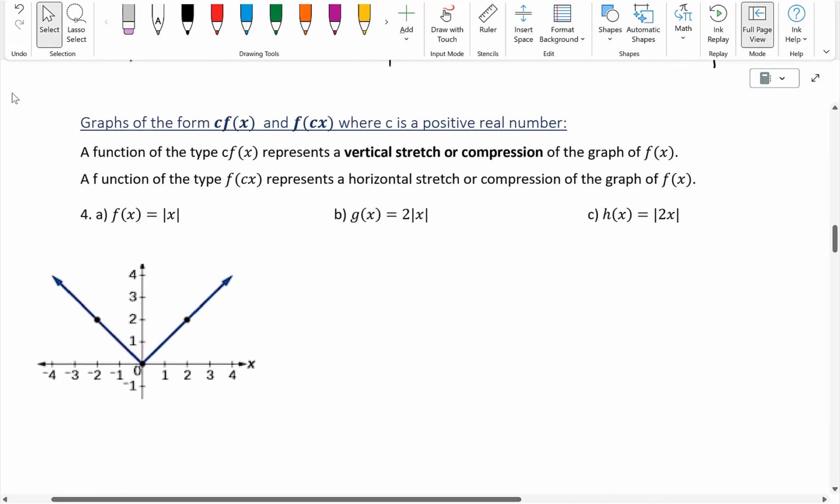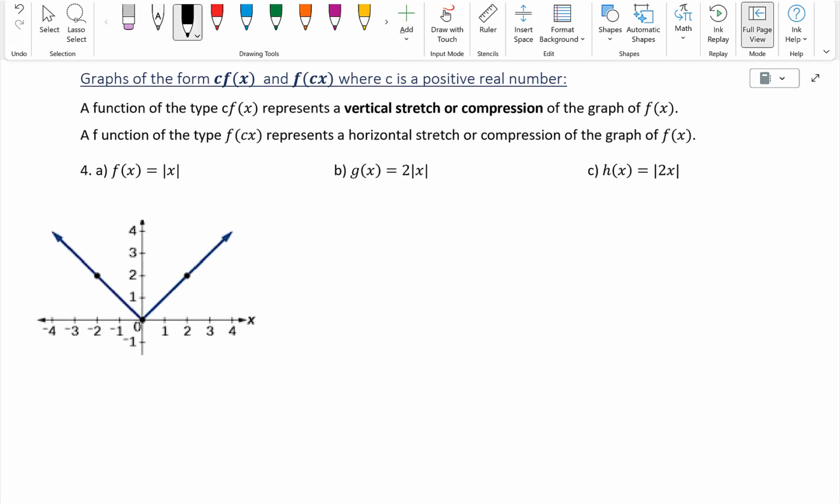All right, we can also do some multiplication. For graphs of the form c f of x and f of cx, where c is a positive real number, we're bringing in these factors now. We're either multiplying outside or inside that base function. The functions of the type c times f of x, where we're outside that main function, are a vertical stretch or compression of the original graph. We're multiplying the y values by something, so it's going to pull our graph up, or squish it in if we're multiplying by a fraction. A function of the type f of cx represents a horizontal stretch or compression of the graph of f of x. We're multiplying inside affecting the x, so it's stretching or compressing in that x or horizontal direction.